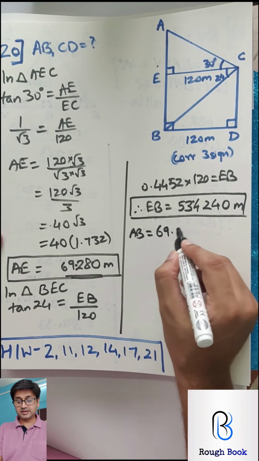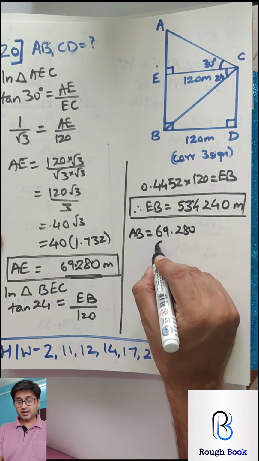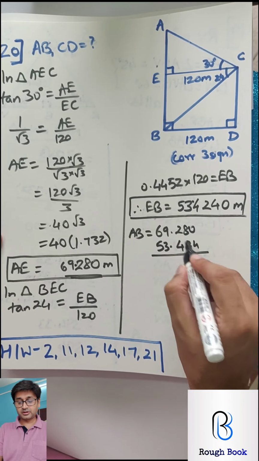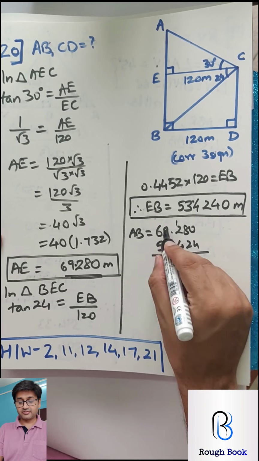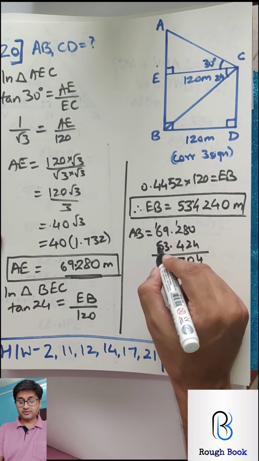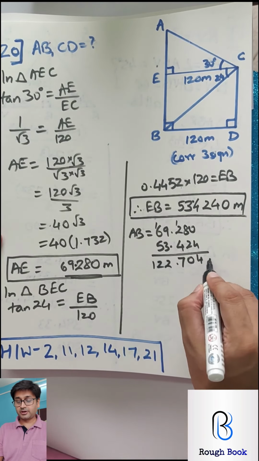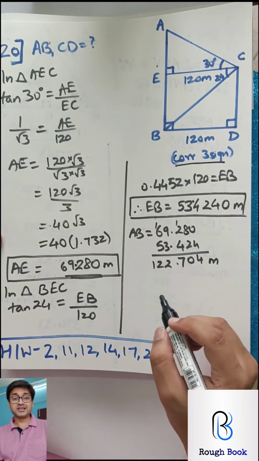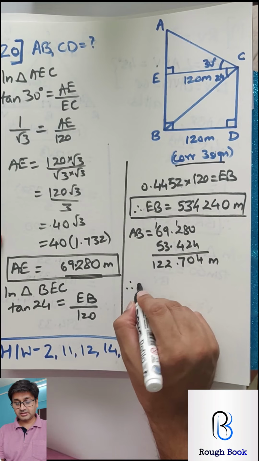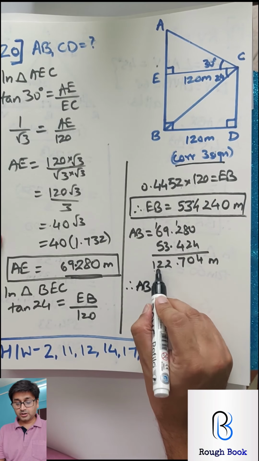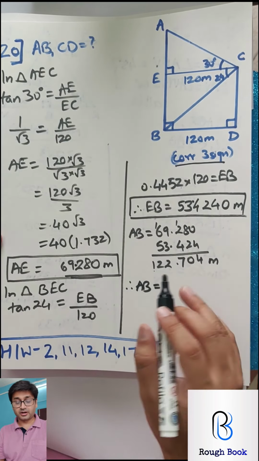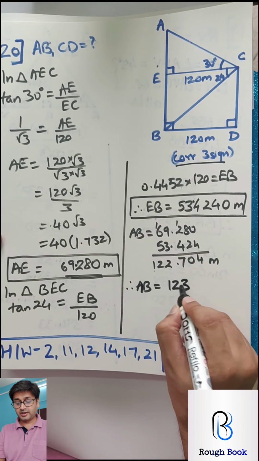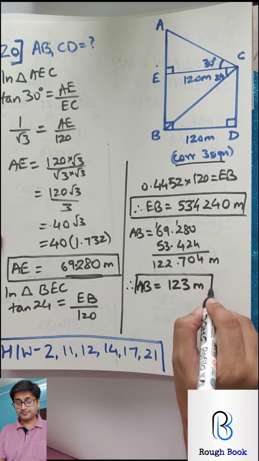So AB is 69.280 and 53.424. So I get 4, 10, 4, 5, 6 and 1, 7, 9 plus 3, 12, 11 and 1, 12. So 122.704. Now they said correct to 3 significant figures. So first AB. 1, 2, 3 significant, decimals not required, but I'll have to add because this is greater than 5. So 123 meters is AB.